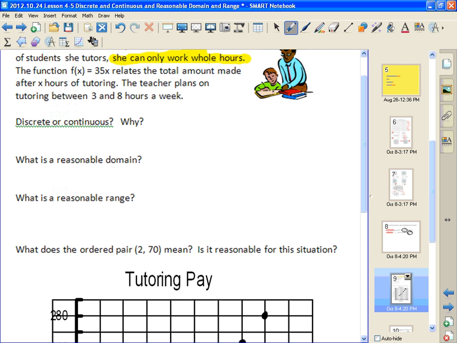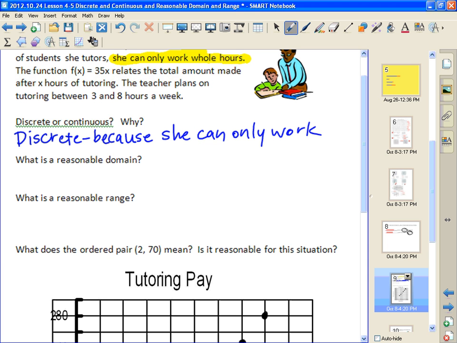So to answer this question, we would say that this is a discrete situation, and the reason is because she can only work whole hours.